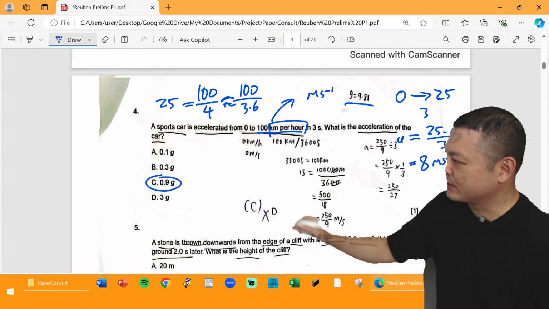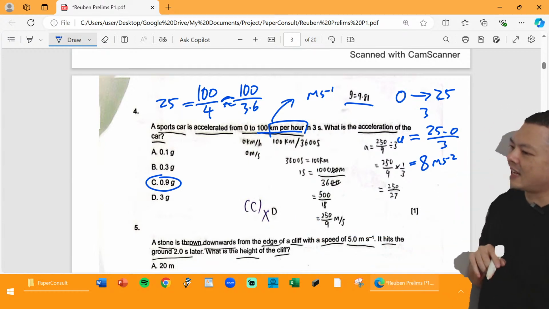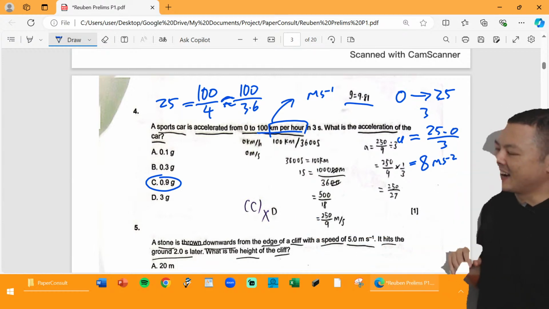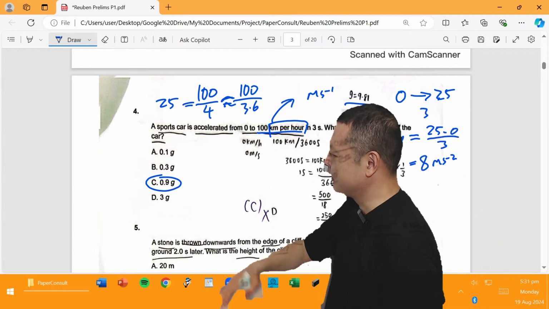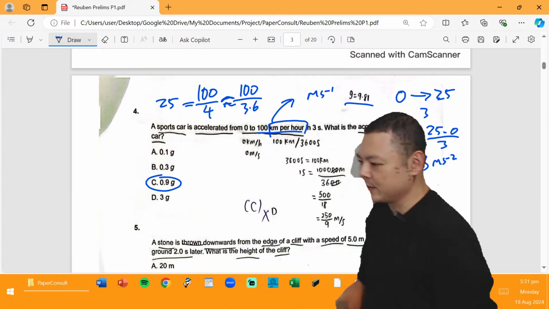Oh, you wrote it the other way. Okay, sorry. Okay, cool. Right, there we go. So that's 0.9 g.